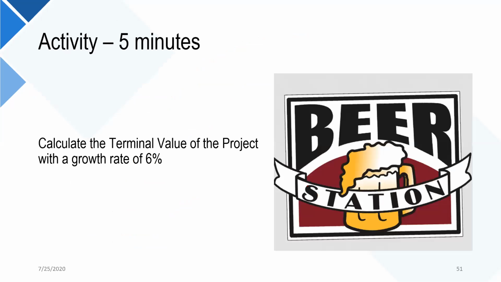And I want you to go ahead and calculate the terminal value of the project with a growth rate of 6%. So let's calculate it together, right? Let's do that because the homeworks were not that clear. So maybe we can do it together, and when you need to do it for the final project, you can see what the process is that you need to follow.